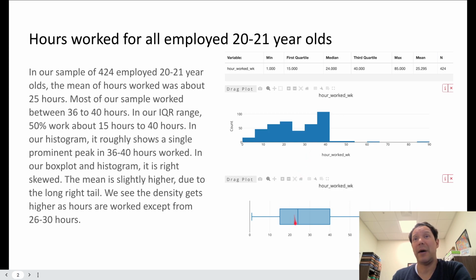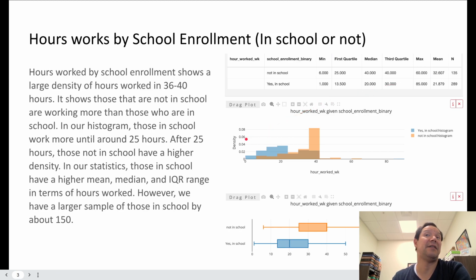You could talk a little bit about these 20 to 21 year olds, but the more important thing is you've identified that there's probably two interesting different groups of people. There's interesting dynamics going on within these 424 people. And you see that on the next slide. When you break this group of 20 to 21 year olds into those in school and those not in school, you see vastly different histograms here. This histogram has some density less than 40, but it really shoots up at 40.